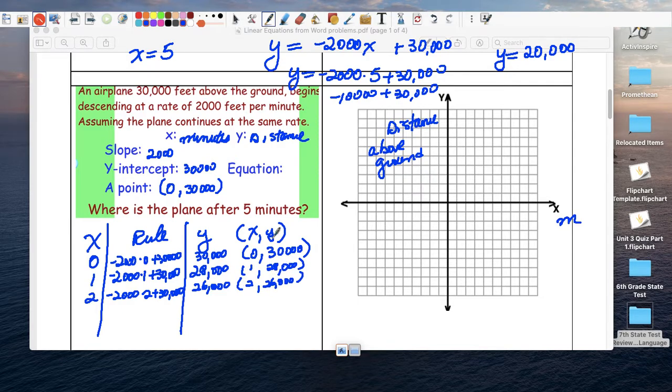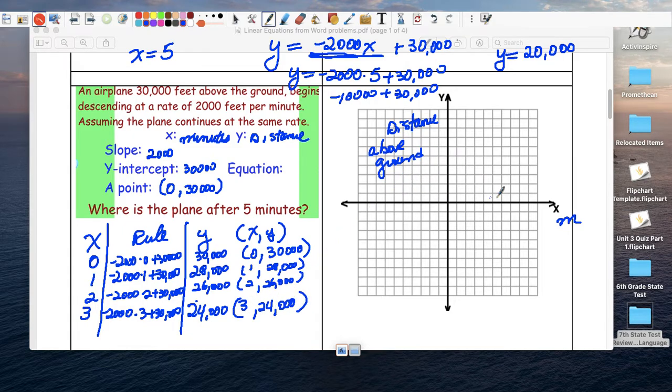And notice that our distance above the air is going to be decreasing, so we can tell already just by looking here that slope is negative, right? So it's going to be a line that goes down. So let's do just one more. Negative 2,000 times 3 plus 30,000. That's negative 6,000 plus 30,000 is 24,000. And our third point, 24,000. So how will I graph this?